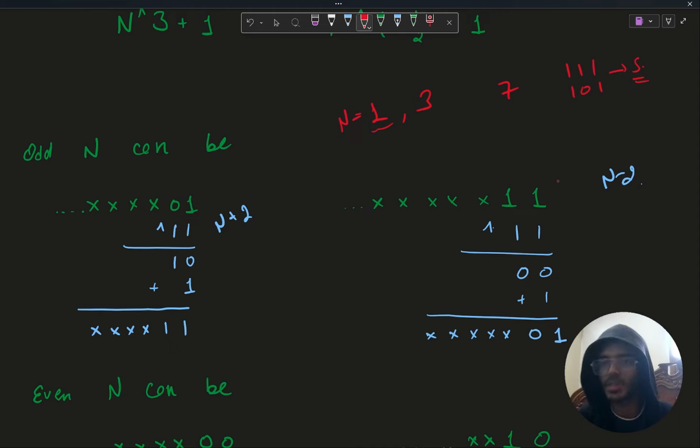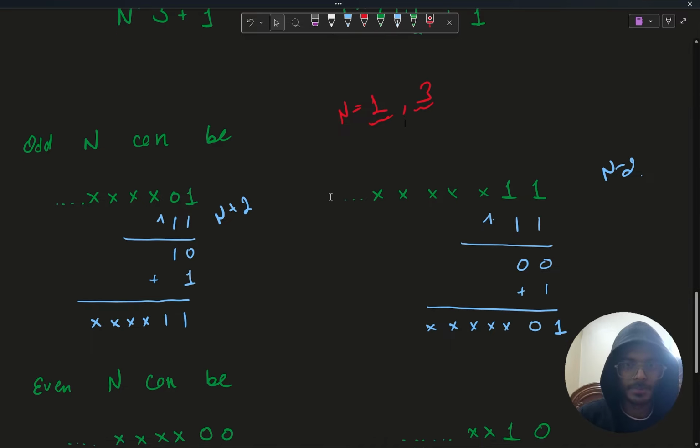Now, what happens if we apply the operation again? It will become 1, 1, 0, and if we add 1, it will become 1, 1, 1 again. So it will become 7, and the cycle will repeat and will not get anything else, right? So if n is odd, then the only possible way to get our answer is to choose n equal to 1 or choose n equal to 3. And for all the other odd values of n, the answer would be no, right?